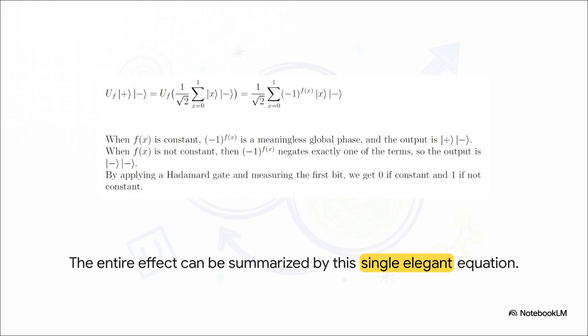Just think about that for a second. If f of x is 0, minus 1 to the power of 0 is just 1. Nothing changes. But if f of x is 1, minus 1 to the power of 1 is minus 1, and the phase of our input flips. All that incredible behavior captured in one simple, beautiful, powerful expression.